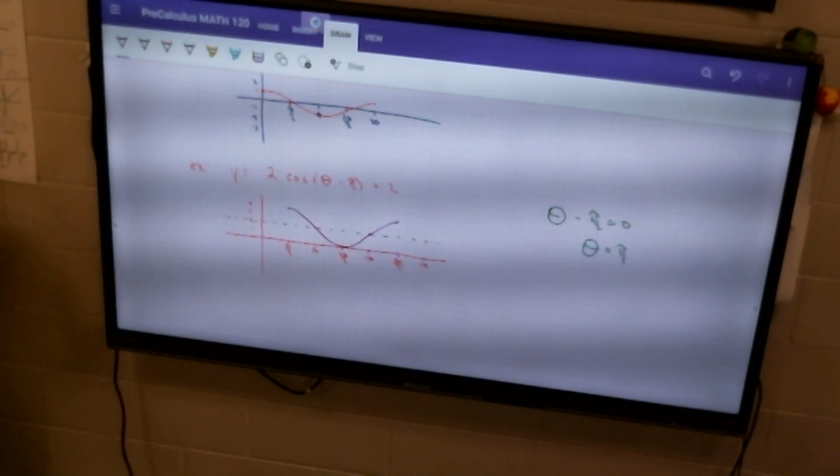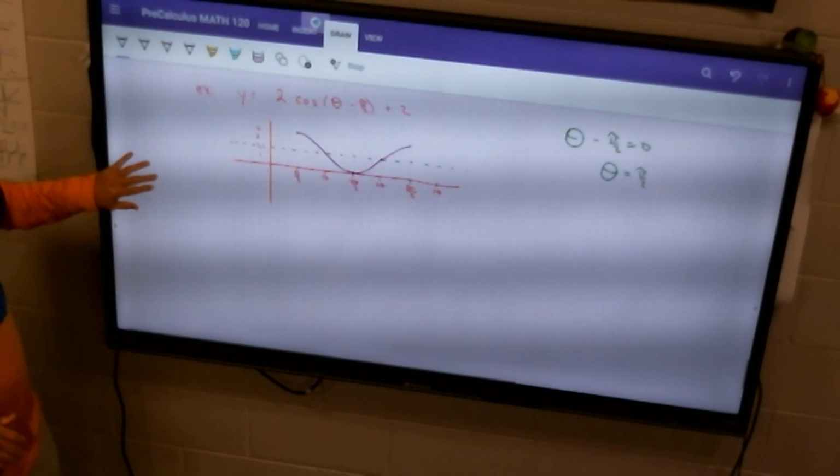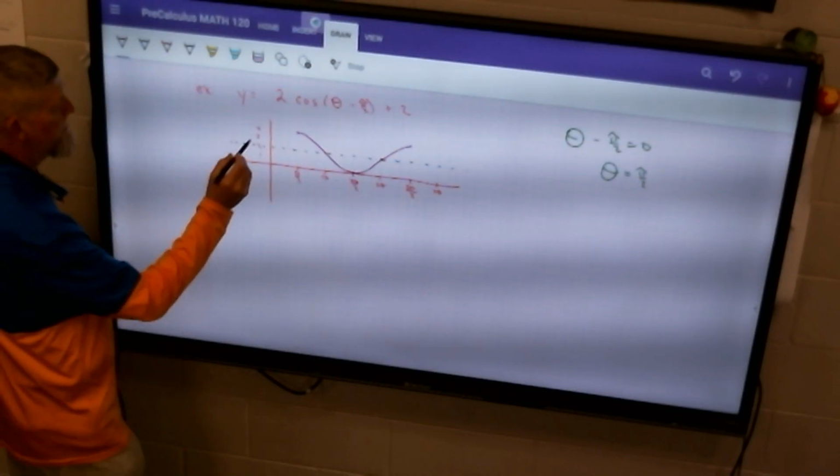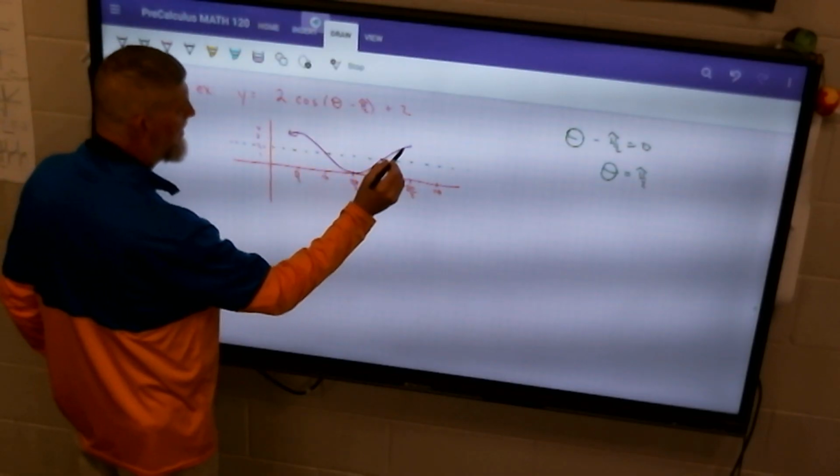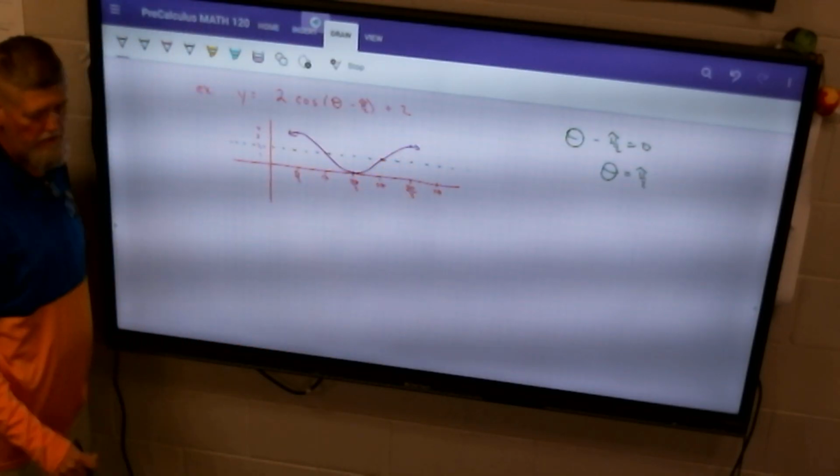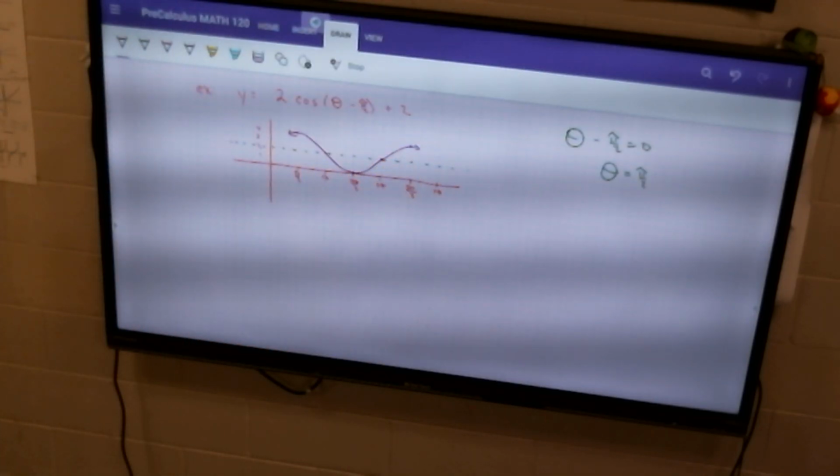We've stretched it vertically. We've slid it over. We haven't changed the period at all. We haven't changed the phase shift. That's what it looks like. And then, of course, to be completely accurate, you should put arrows on the end, but I'm just asking you to graph one period. Questions on that one?